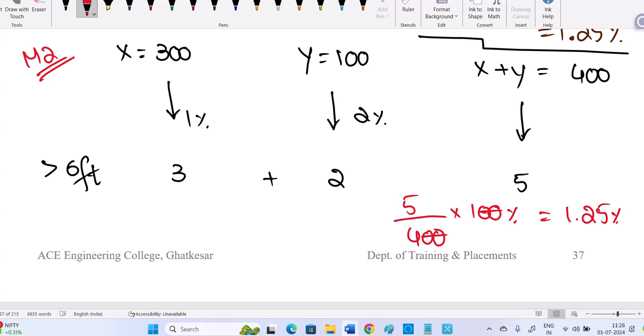Why did you assume y as 100, sir? My dear friend, you can take y as 1000, no problem. When y is 1000, x will be 3000, total will be 4000, taller than 6 feet will be 50. 50 divided by 4000 again will give the same answer. 5 out of 400 or 50 out of 4000 will not change.